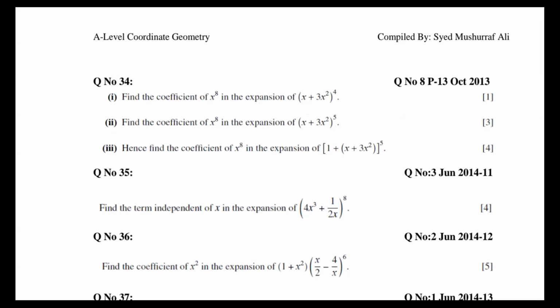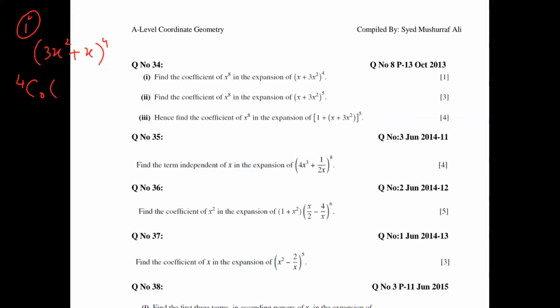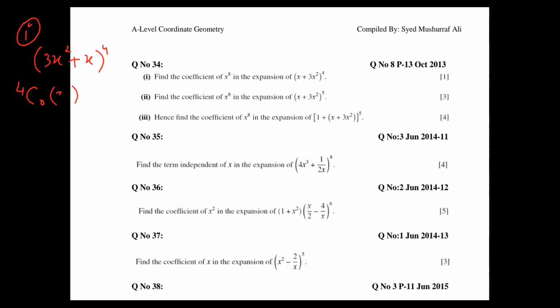So first, what part I'm doing. So (3x² + x)⁴. So 4c0, first term to power 4 minus 0, and second term to power 0. And further, I'm not writing. 4c0 is 1, all of you know it.